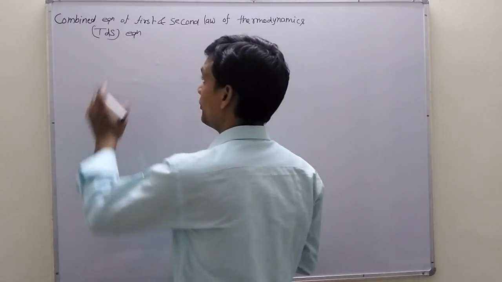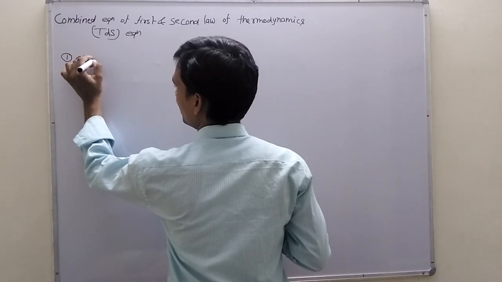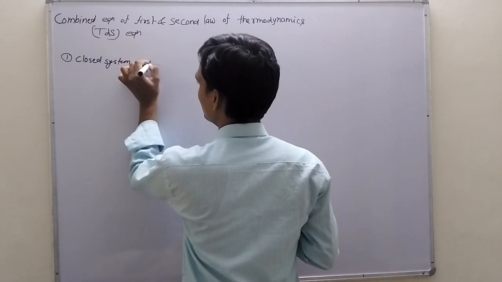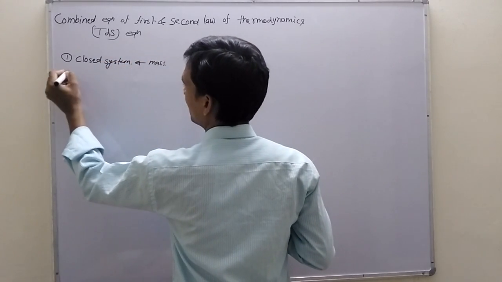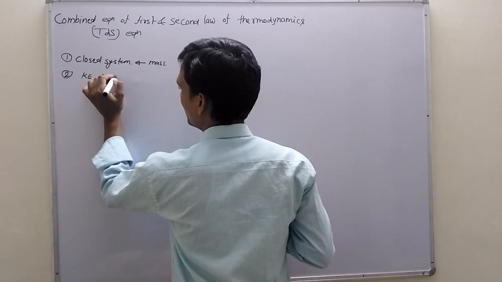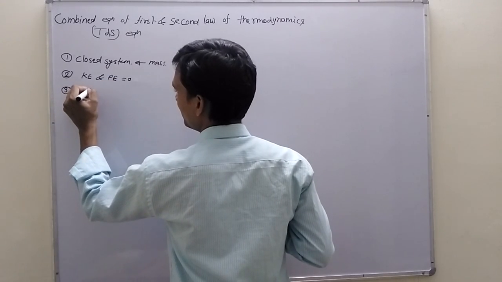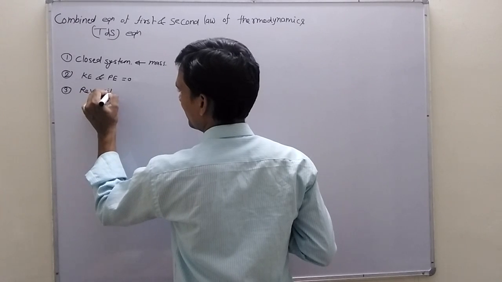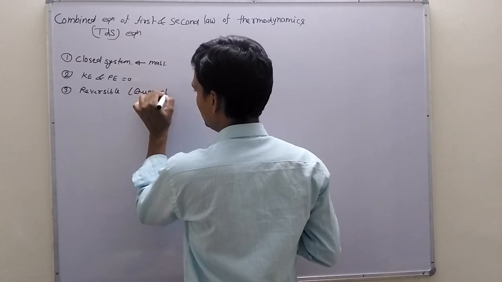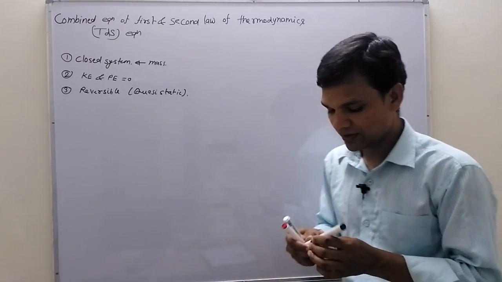To obtain the TdS equation, we have three assumptions. The first one is a closed system, that is, the mass of our system will be fixed. The second assumption is that kinetic energy and potential energy are equal to 0, and the third is that the process will be reversible, that is, a quasi-static process. These are the three assumptions to obtain the TdS equation.